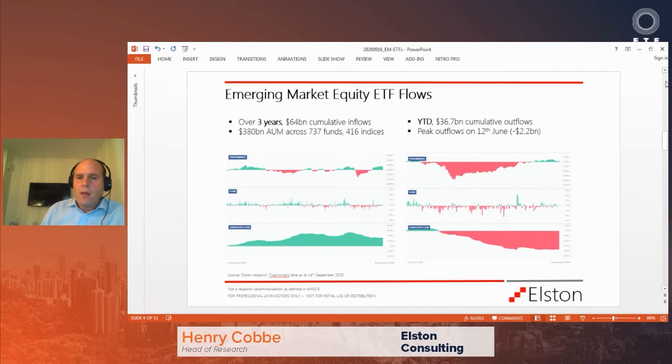down the track. Year to date, although there's been a recent pickup in the summer, there's still in aggregate about $37 billion of cumulative outflows, and the peak outflow was actually the 12th of June, when 2.2 billion was withdrawn from emerging market equity ETFs. I think probably as investors we're very grateful for the recovery in asset prices, and so thank you very much, and took some risk off the table.